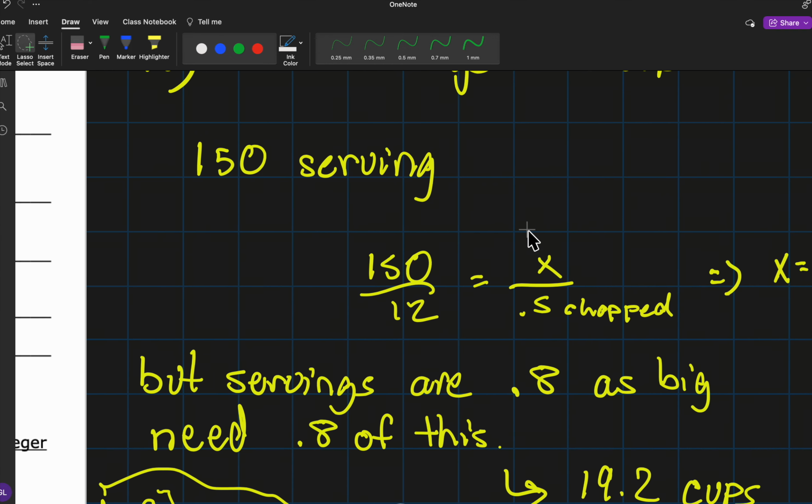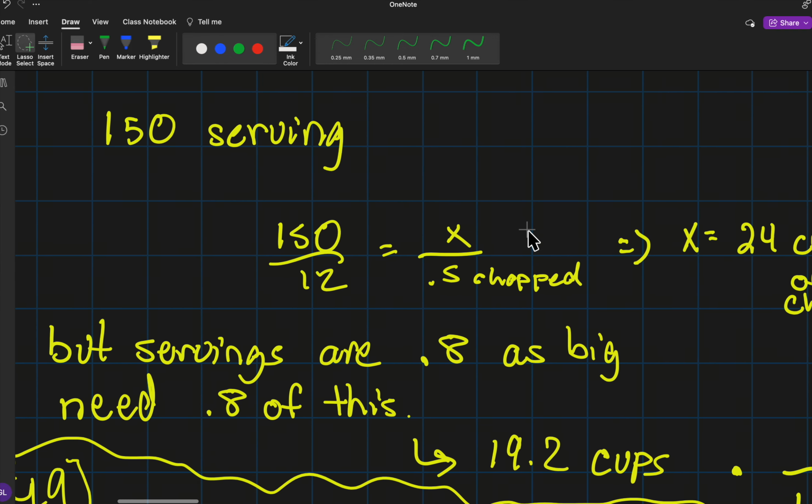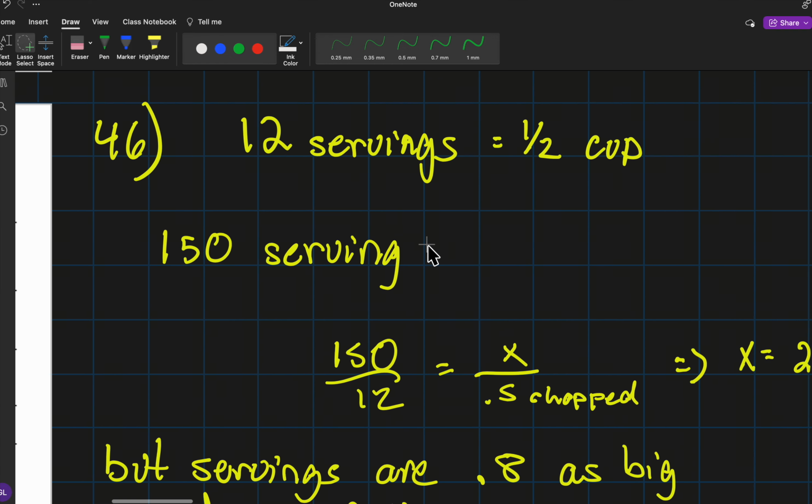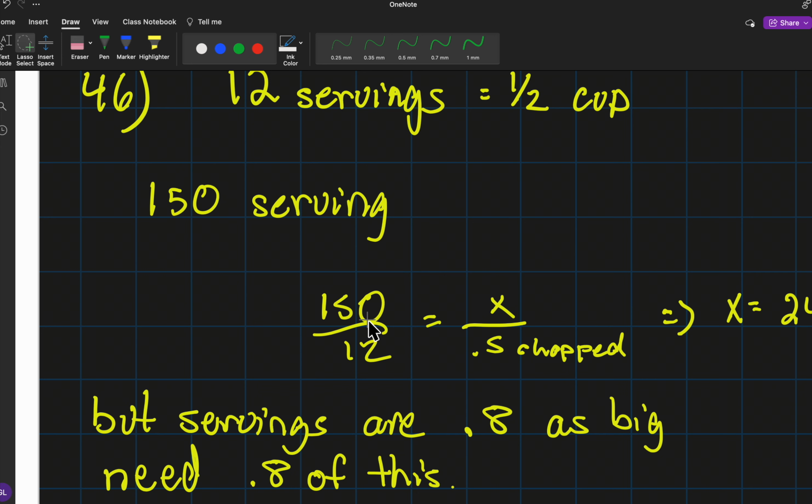Okay. Well, first thing we'll do is we're going to say that we have 12 servings for half of a cup, and we're trying to make 150 servings. So we'll do a straight proportion here. Now, if you're wondering, do we square or cube servings or cups? The idea is as we eat, we take a mouthful, which is a volume. And that volume is what we consider a serving.